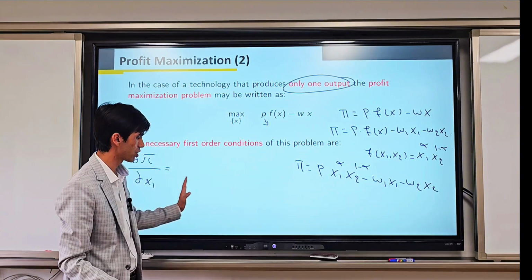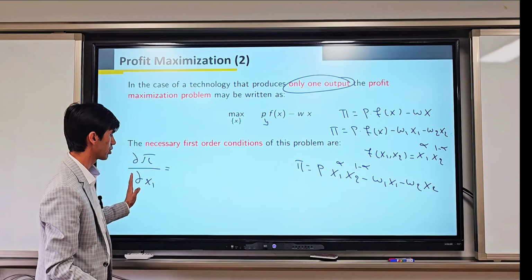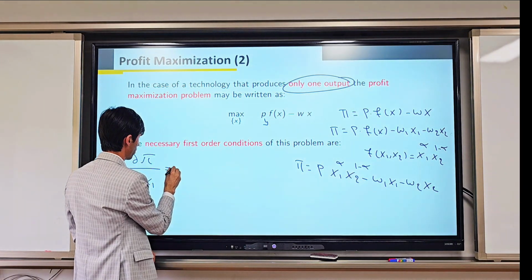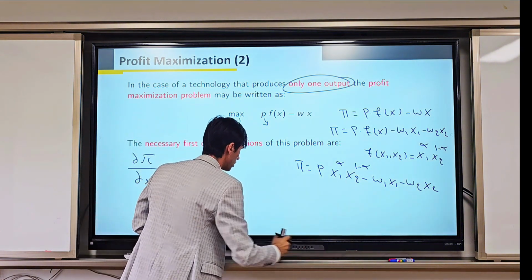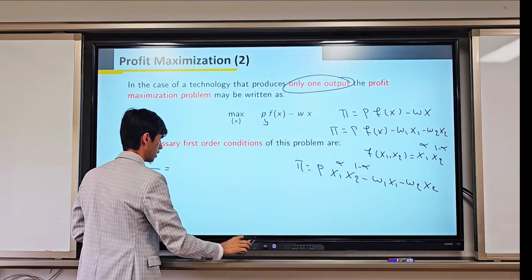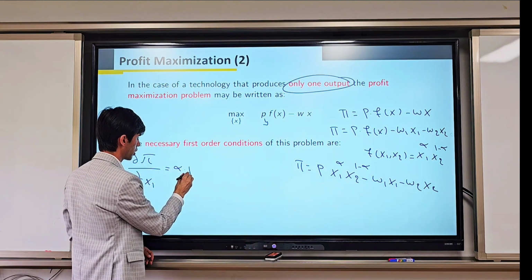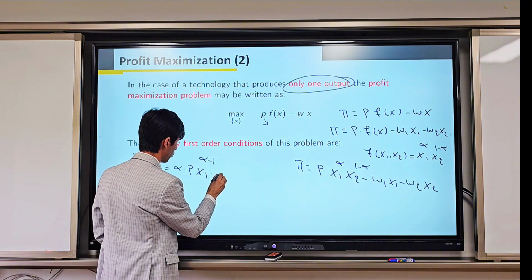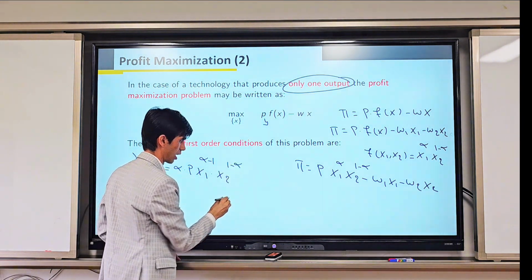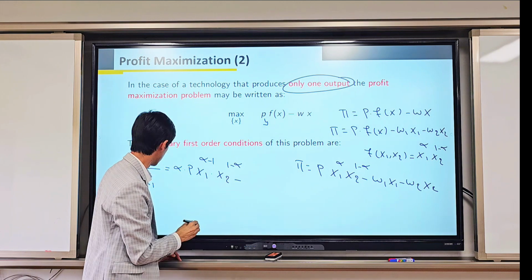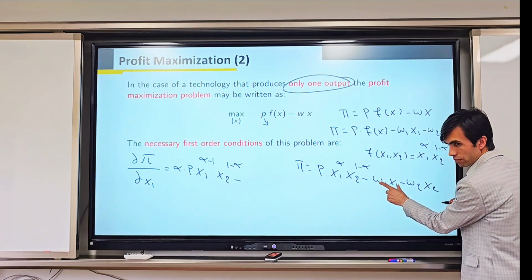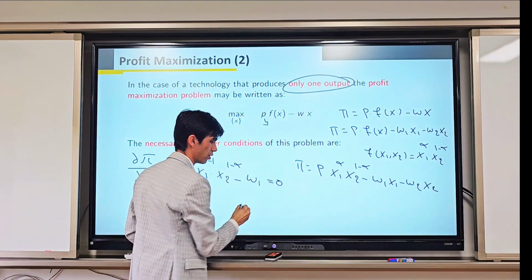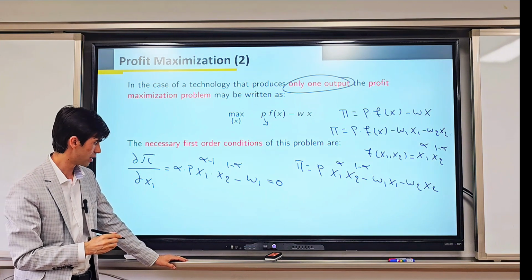So now first let's take the partial derivative of this profit function with respect to x1, which will be equal to alpha multiplied by P x1 to the power of alpha minus 1 multiplied by x2 to the power of 1 minus alpha. Then minus, the partial derivative of this term with respect to x1 will be only w1, and it's equal to 0.